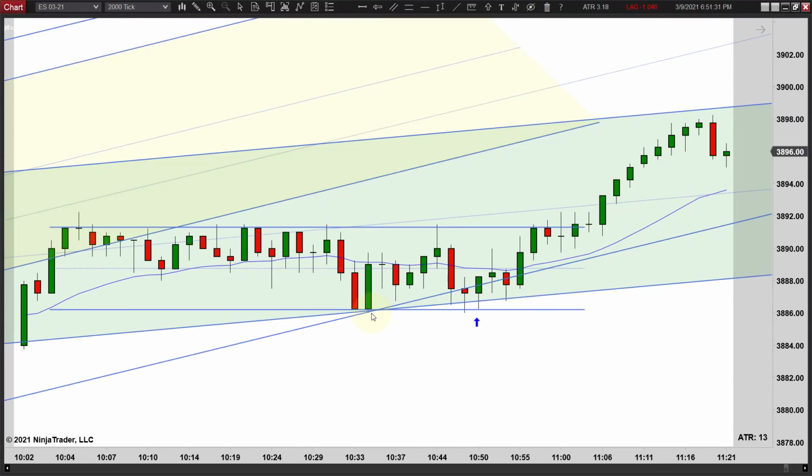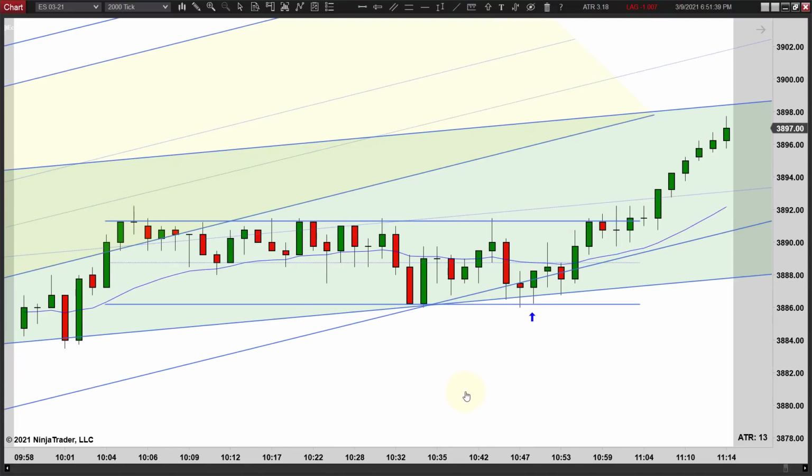And notice we make that low. We test it once. We test it twice. Actually, you made your low here, and this didn't quite test it, but I counted that as a test. So this is your double test right here, and this is actually your signal bar. So it's a failed second entry short either way, but it almost looks like a double test.